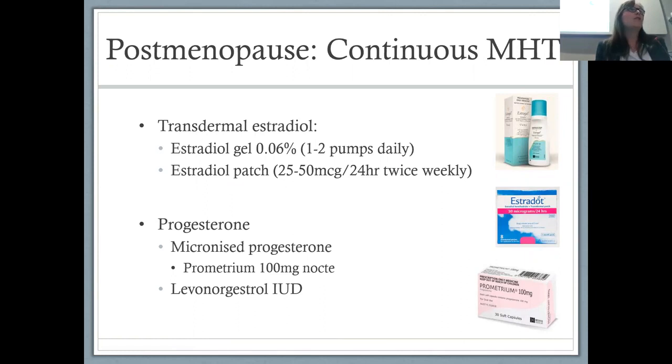So those are your options for treatment, and that's it. So how simple is menopause? We're done.